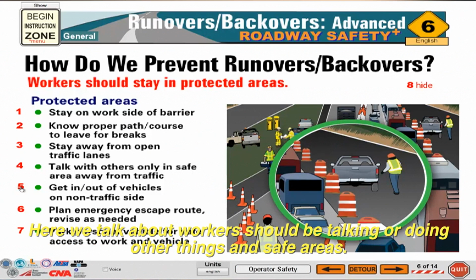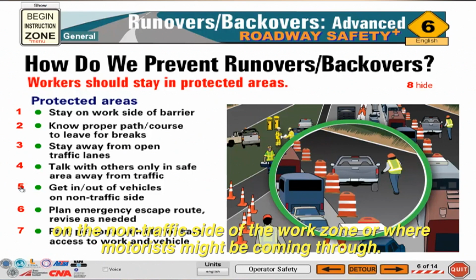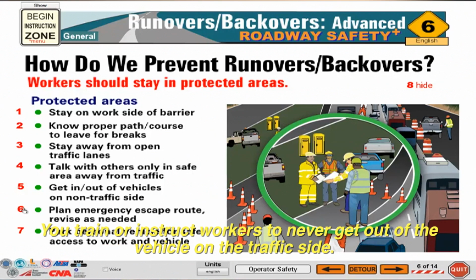Here we talk about workers should be talking or doing other things in safe areas. Here we show an example on how workers should be getting in and out of their vehicles on the non-traffic side of the work zone, or where motorists might be coming through. You train or instruct workers to never get out of a vehicle on the traffic side.